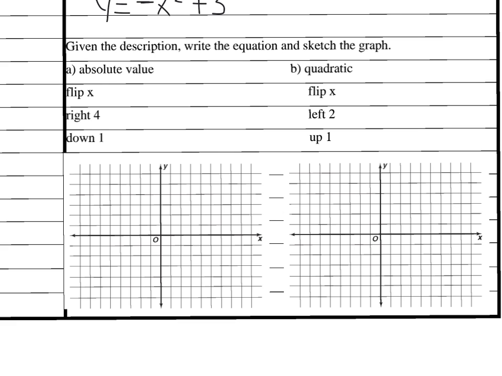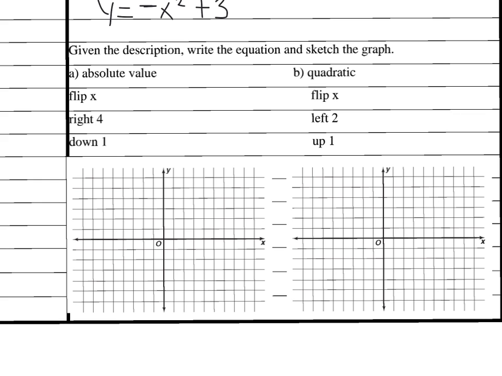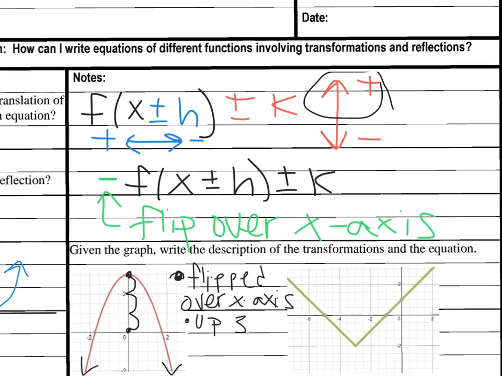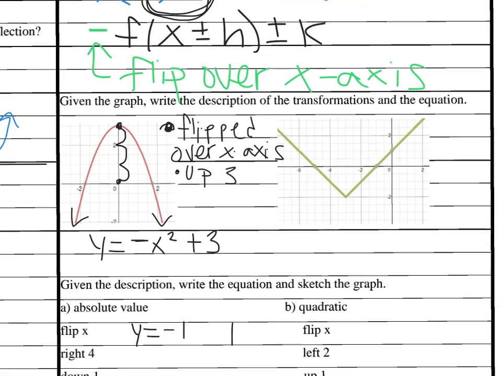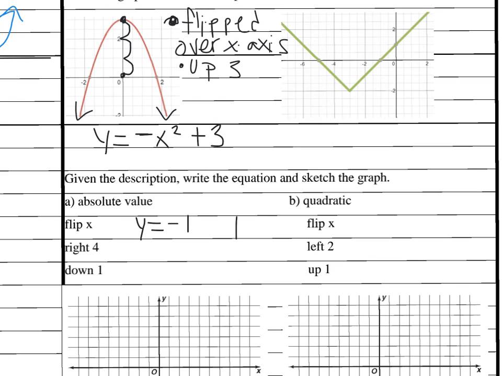Given the description, write the equation and sketch the graph. So this is absolute value. That tells us we're going to need absolute value bars. So y equals and some absolute value bars. Flip over the x tells us we need a negative out front. Next we need our equation to show right 4. So to go right 4, let's look back up at our equation. Right 4 tells us to go to the right, we need a negative in our equation. And in the parentheses. So we go down in the parentheses and write x minus 4.